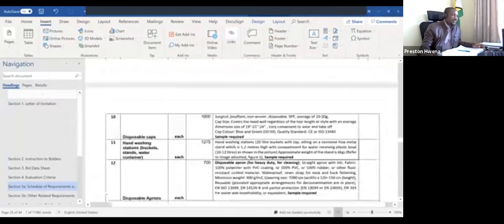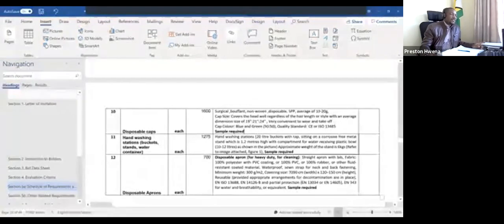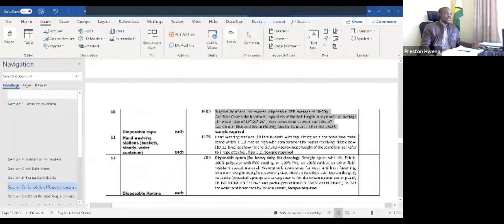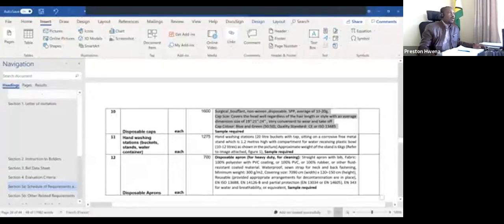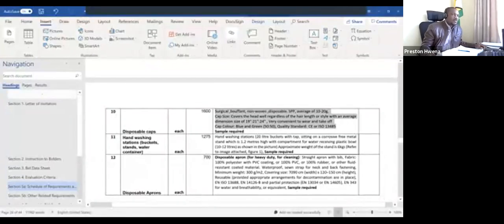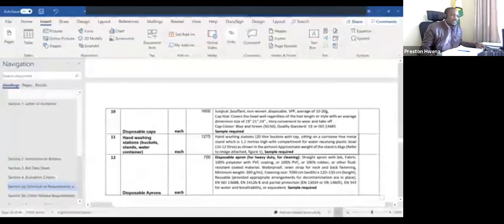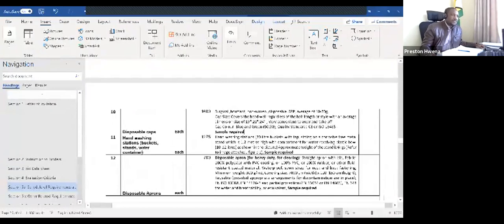Then for the surgical caps, please note that for the disposable caps, the initial document that was uploaded was missing the product description. But now if you go on our e-tendering notices, you see that the document has been updated and this is the requirement. Please make sure that your product will have these specifications.